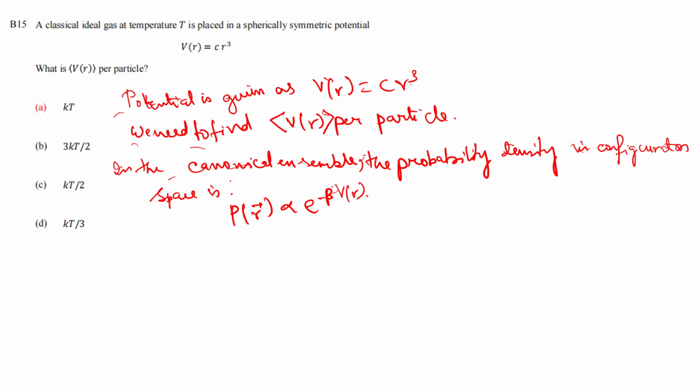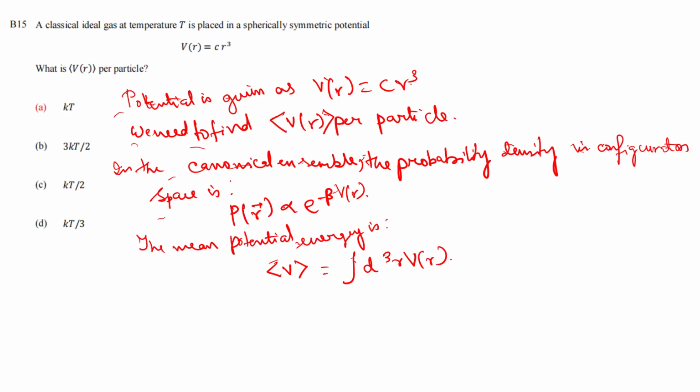So the mean potential energy is therefore the integral of d^3r V(r) e to the power minus beta V(r), divided by the integral of d^3r e to the power minus beta V(r), equal to the mean of V(r), with beta equal to 1 by kT, right?